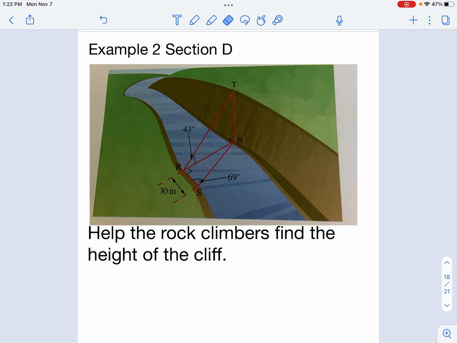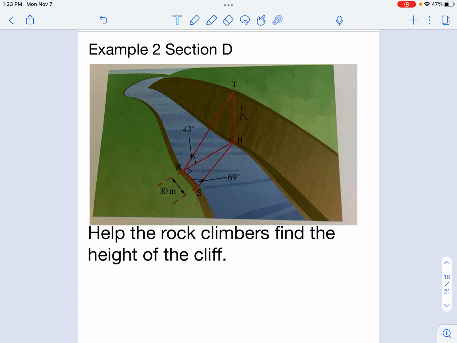So what's happening in this question is that we're trying to help some rock climbers find the height of the cliff, which I'll label H in my picture. And it's an inaccessible height. But I do have some other information in my picture. So I know 30 meters along the bank, and I know 69 degrees in that flat triangle that's sitting in the same plane as the water there.